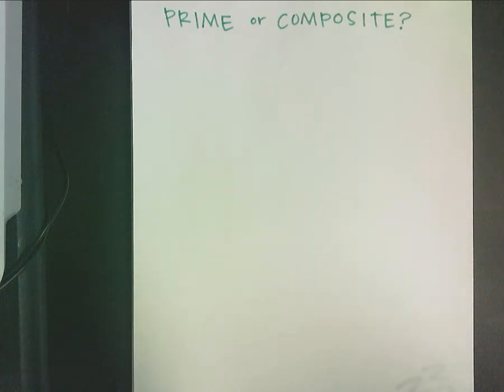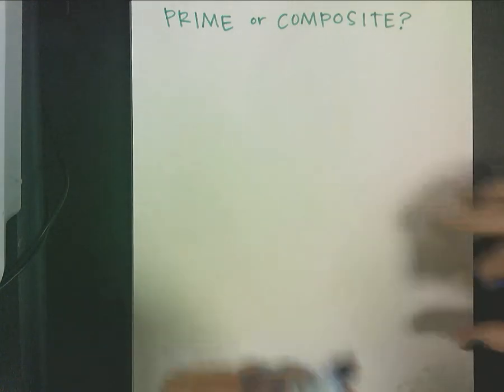Good afternoon. Today in math, we're going to continue talking about whether numbers are prime or composite, but today we're going to learn how to determine whether really big numbers are prime or composite. So we already know how to determine whether a smaller number is prime or composite. So let's look at an example.